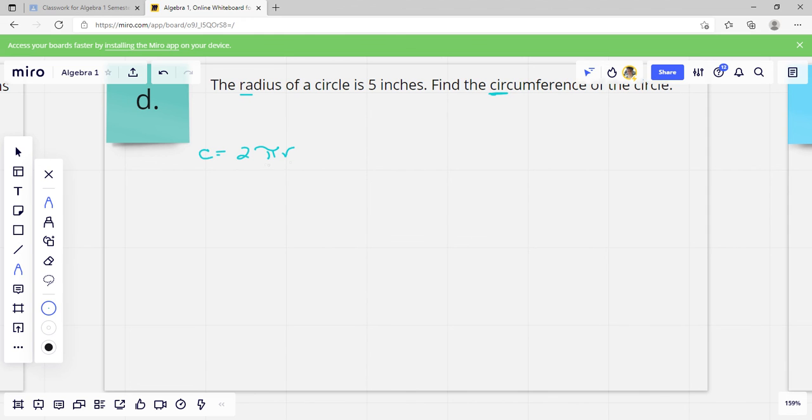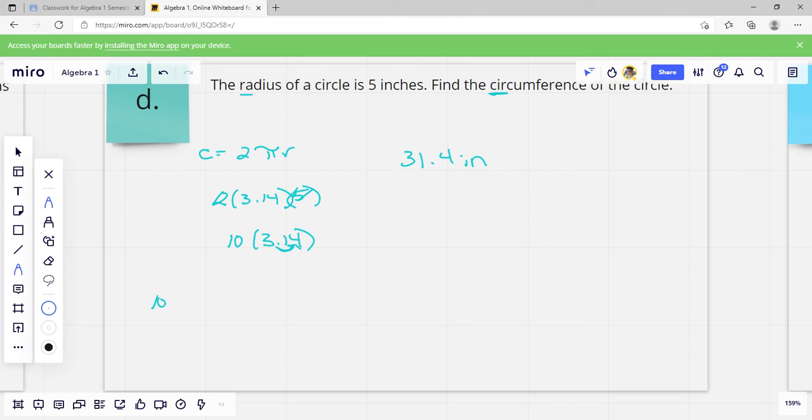All right, so we need 2 times pi times r. So we need 2 times 3.14 times r, which is 5. Okay, I could do 5 times 2 is 10. I'll do that first. So now I need 10 times 3.14. And that's super duper easy. All I have to do is move my decimal over 1. So it is 31.4 inches.